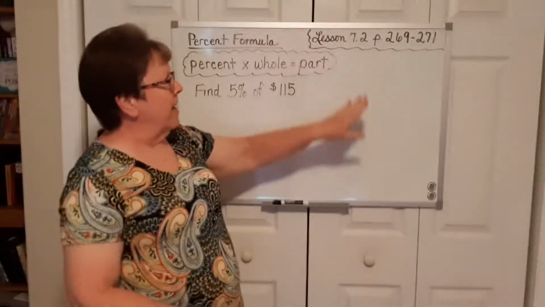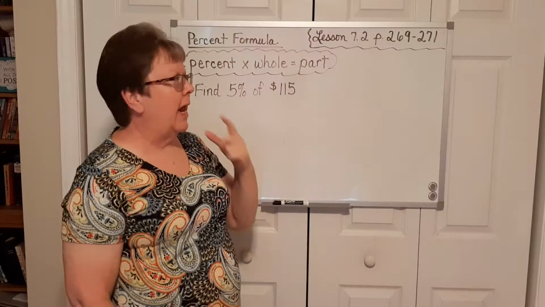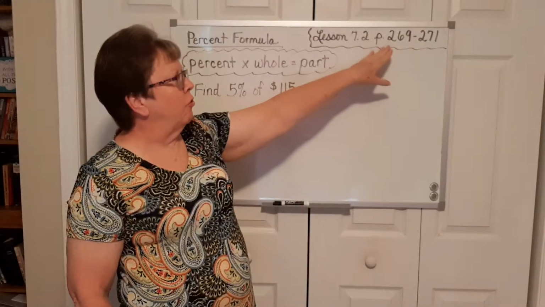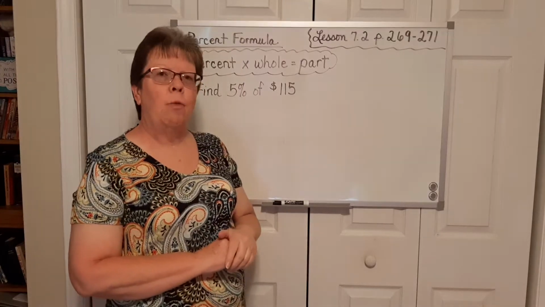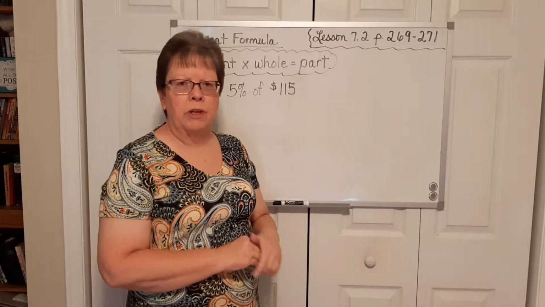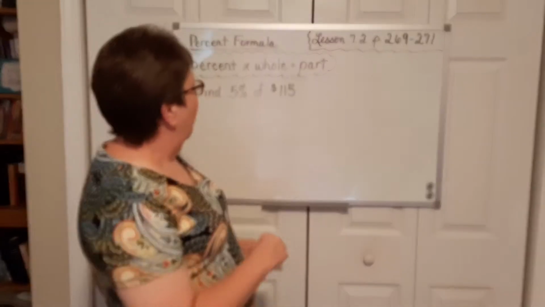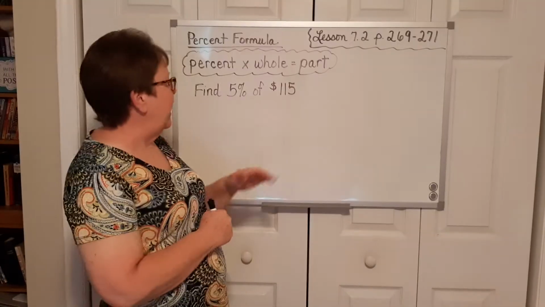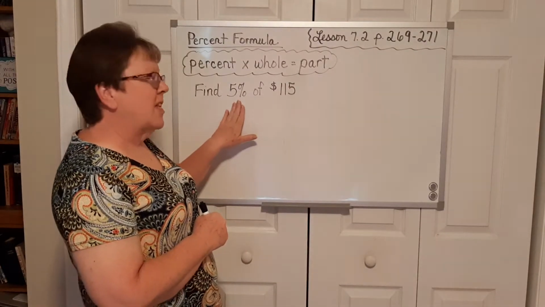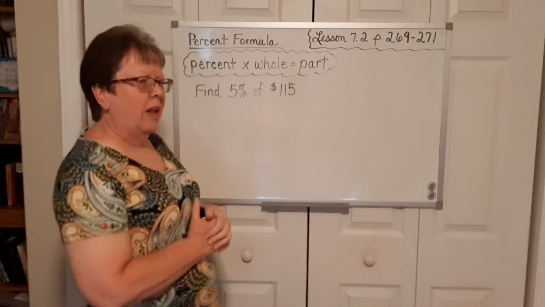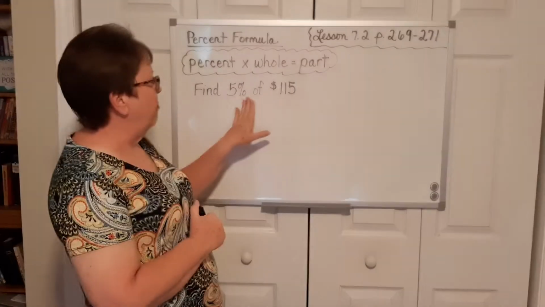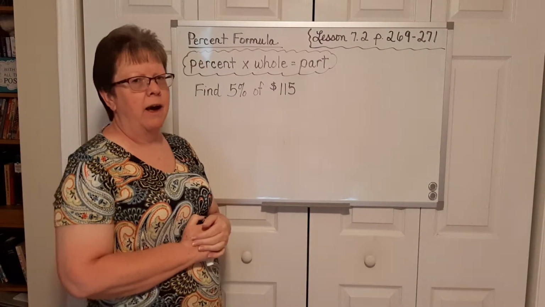We're starting lesson 7.2 today, and we're going to be working on pages 269 to 271. That will take you through skill check 1. Today we're going to be finding a percent of a number. With our example on the board, we're finding 5% of $115.